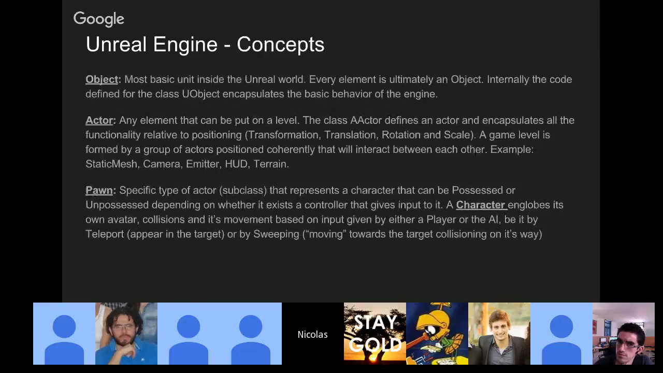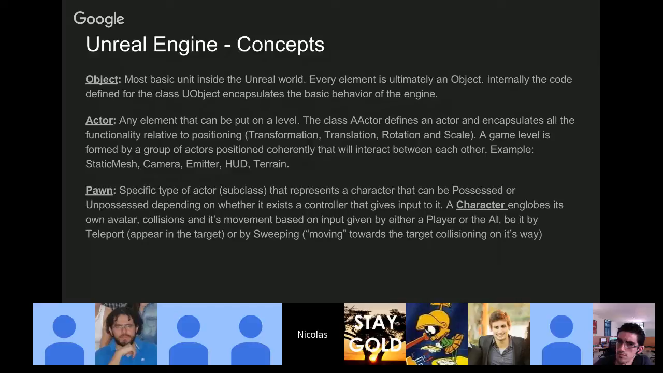So I'm going to be talking about some of the main concepts of Unreal Engine. The most basic unit that we have inside the Unreal world is an object. Every element is ultimately an object. Internally, the base class for this is UObject, which encapsulates the behavior of the engine. Then we have actors, which are any element that can be put on a level.